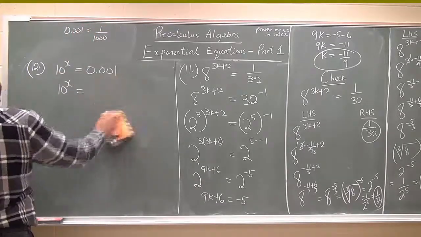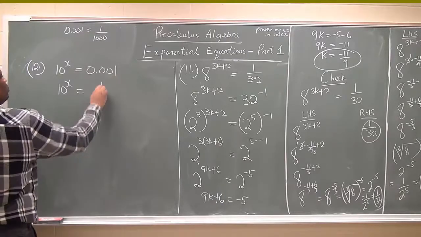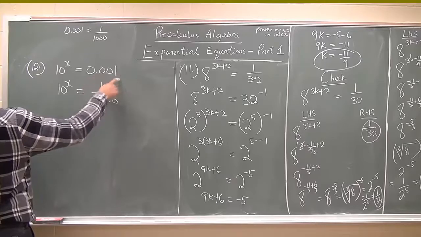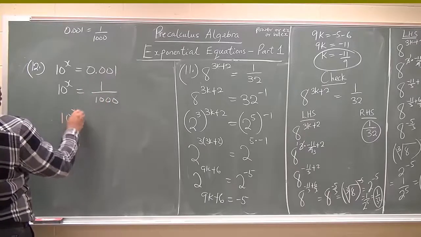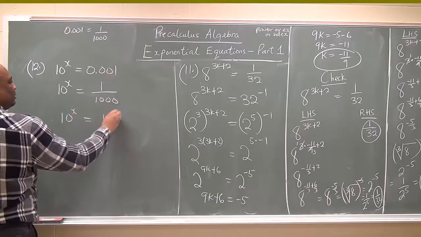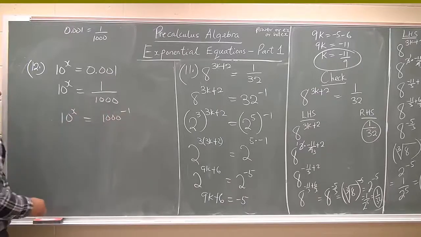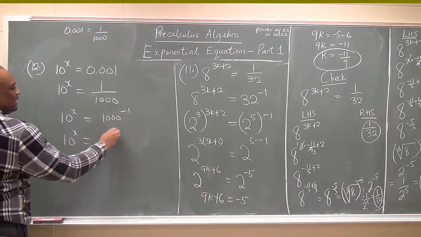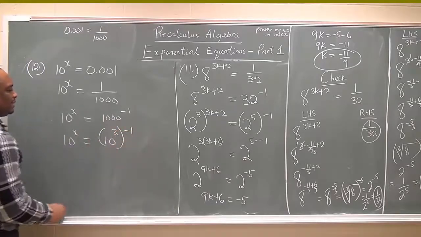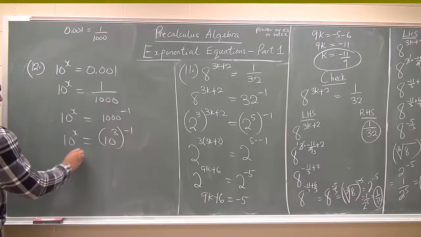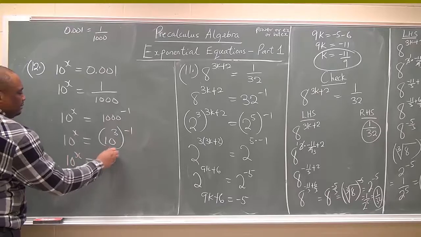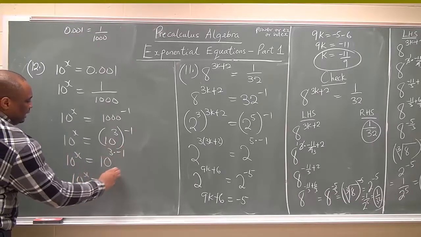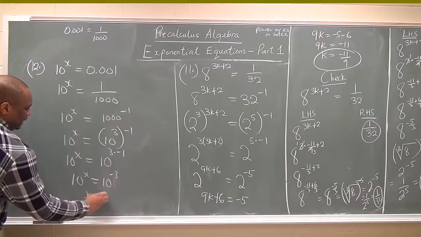Let me break it down. So this means 1 over 1,000, because this is 1, 1, 2, 3. So 10 raised to the power x is 1,000 exponent negative 1. So 10 exponent x is equal to 10 exponent 3 times negative 1. 10 exponent x is 10 exponent negative 3, and x will be negative 3.